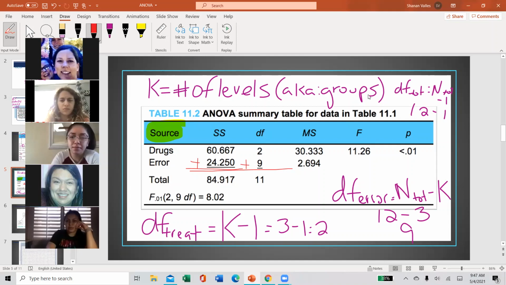I'll write out all of this, guys, and I'll include it on a slide for you nicely, for you to look back at. I'll have the formulas for degrees of freedom. Any questions right here so far? No?